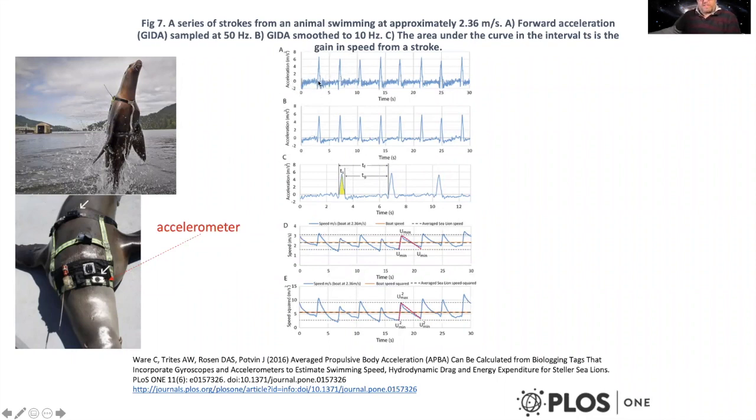So you see these spikes here? Every time that the sea lion would use one of its flippers, it would shoot forward, and there'd be a sudden burst in acceleration. And they could also get the speed. So here you can see the speed of the boat is this constant line, and the sea lion was swimming at 2.36 meters per second squared. So by getting its speed and calculating the sea lion's coefficient of drag, they could tell how much energy that sea lion would need to eat every day.